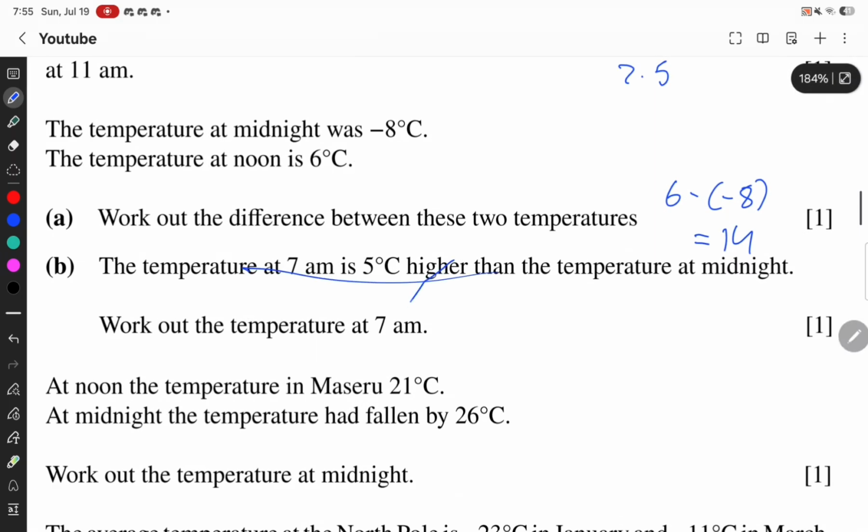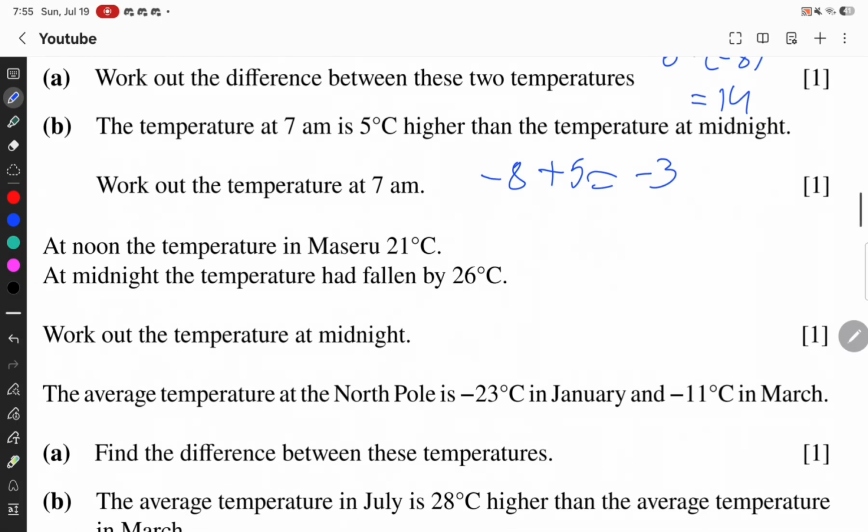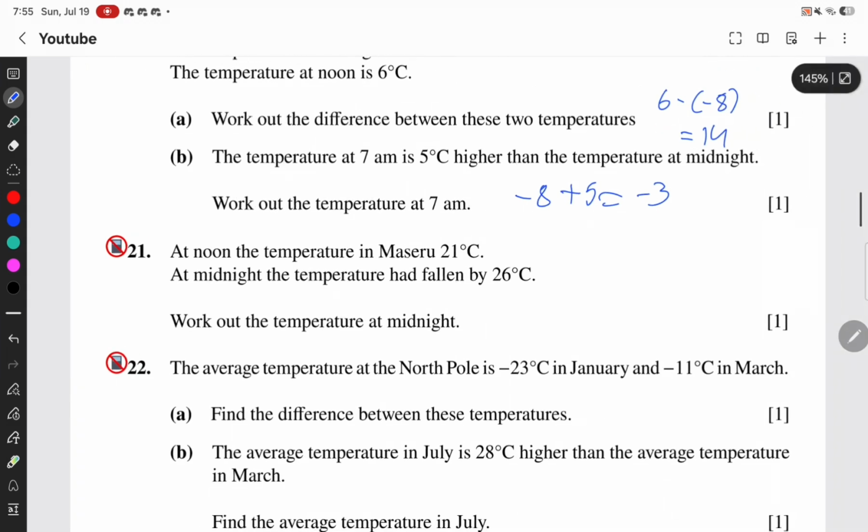The temperature at 7 a.m. is 5 degrees higher than the temperature at midnight. What is the temperature at midnight? Negative 8. The temperature at 7 a.m. is 5 degrees higher, meaning we add 5, meaning it is -3. Nice.